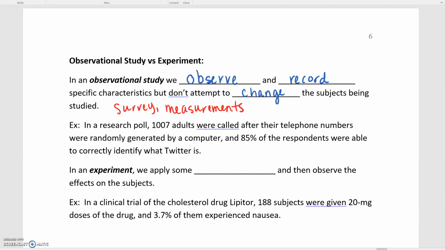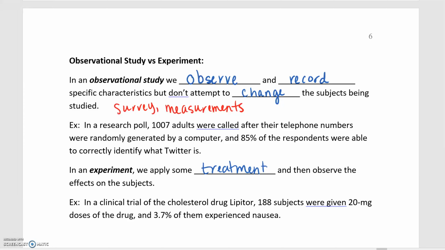And in the experiment, as we've kind of alluded to, we apply some sort of treatment and then observe the effects on the subjects. So an example, in a clinical trial of the cholesterol drug Lipitor, 188 subjects were given 20 milligram doses of the drug, and 3.7% of them experienced nausea.